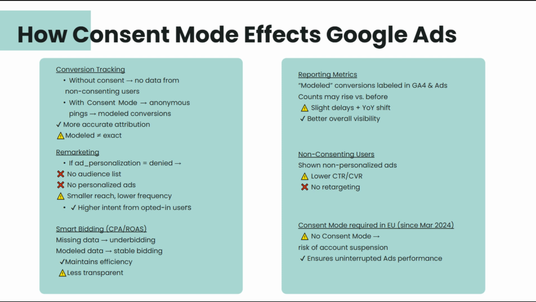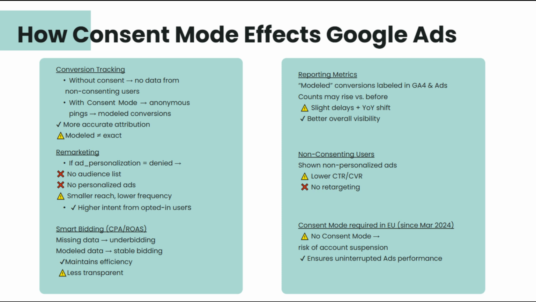Conversely, if some conversions can't be modeled well, the algorithm might see fewer conversions. You may need to loosen targets or switch to a more conservative bidding until things stabilize. It's a good idea to keep an eye on cost per conversion and conversion rate metrics. Do they seem reasonable compared to before? If something seems off, like an implausible spike in conversions or a big dip, investigate if it's a consent mode artifact or a tagging glitch.